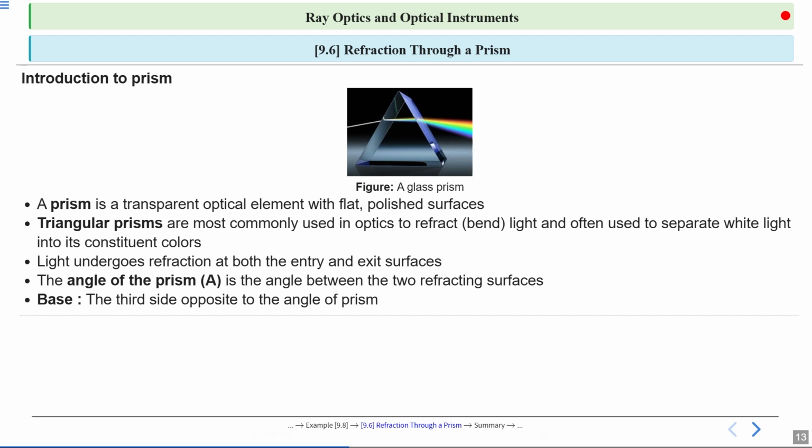Okay, so you can see in the diagram the surface in which light is entering and the other surface through which light is exiting. So these two surfaces meet at one point. They have some angle between them. That angle is known as the angle of the prism. Okay, so the base is what the prism is lying on, the third side opposite to the angle of prism. So those are the geometrical properties of a prism.